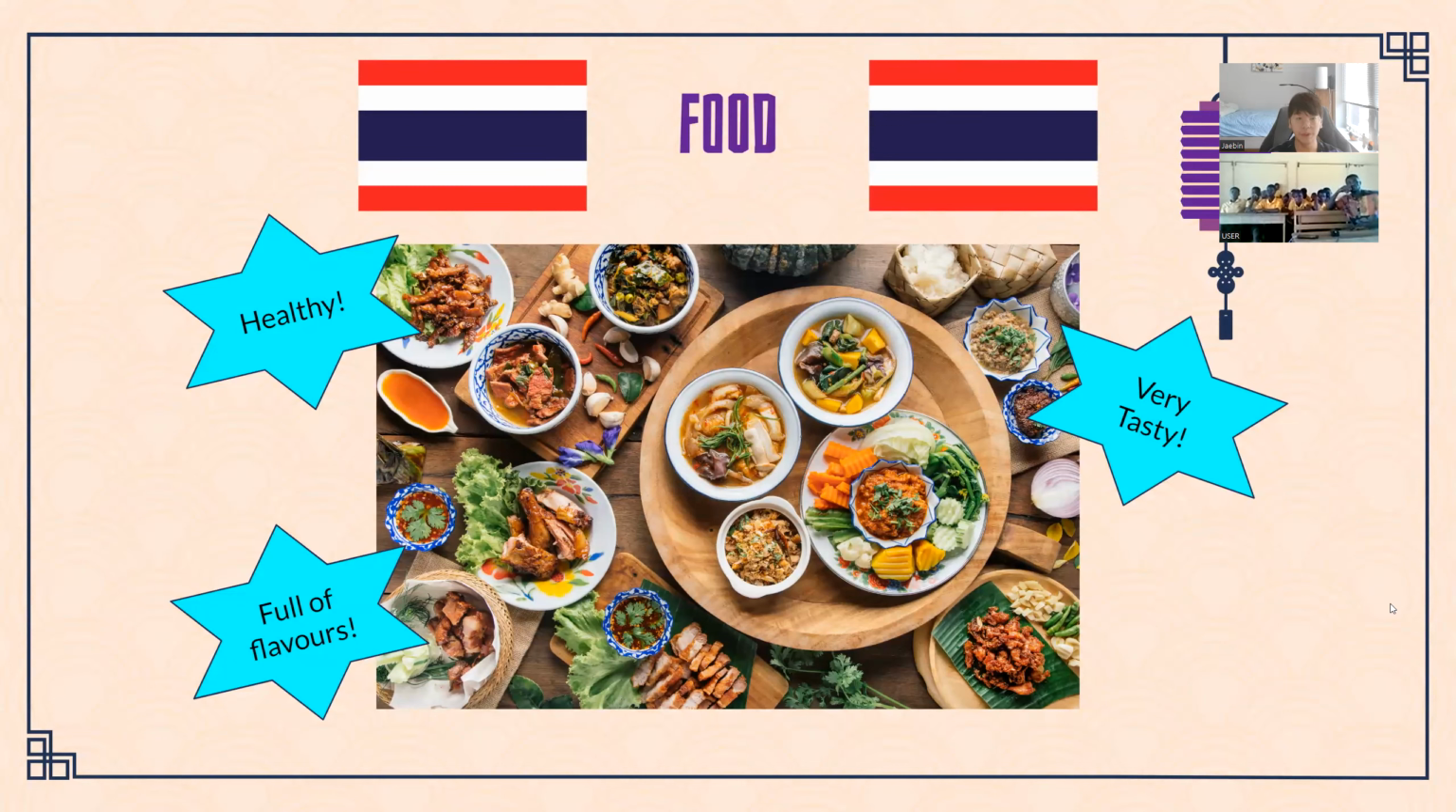Okay, let's get into the food now. As you can see in the middle picture here, the food contains a variety of vegetables, proteins, and other kinds of food. It's really healthy and very tasty. It's also known for its flavors, as it contains very contrasting flavors, as you'll see in a moment. That's what the food in Thailand looks like.